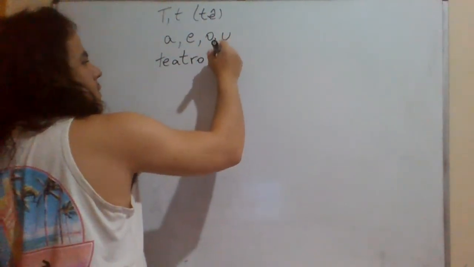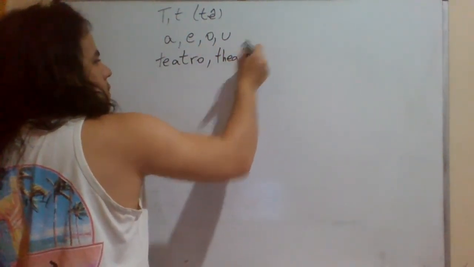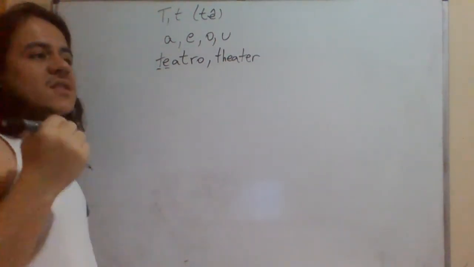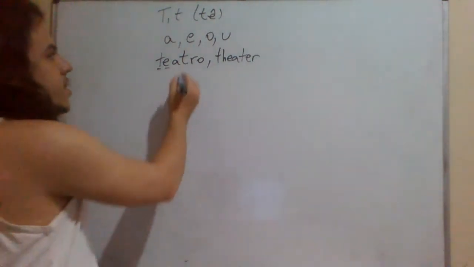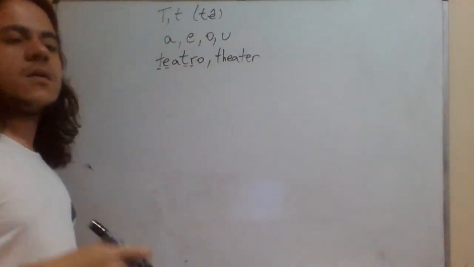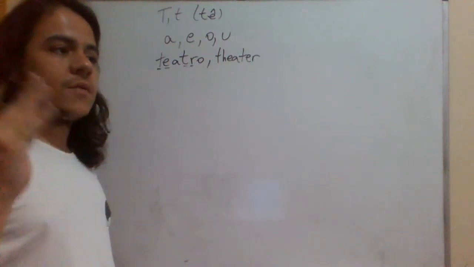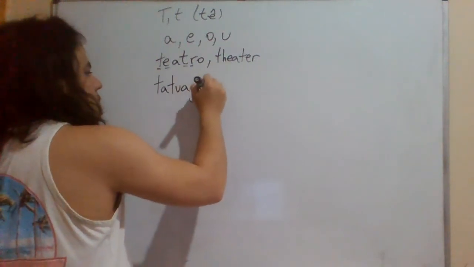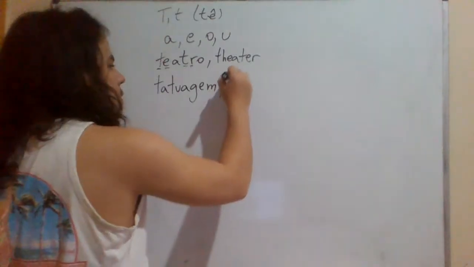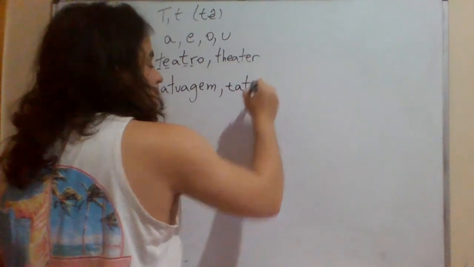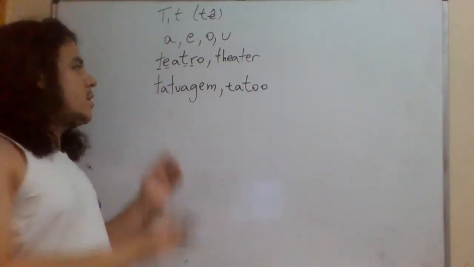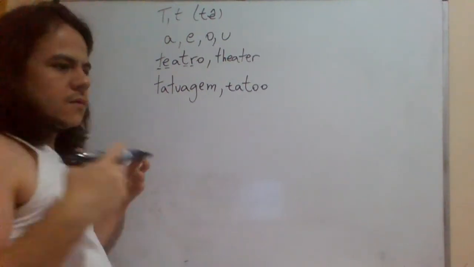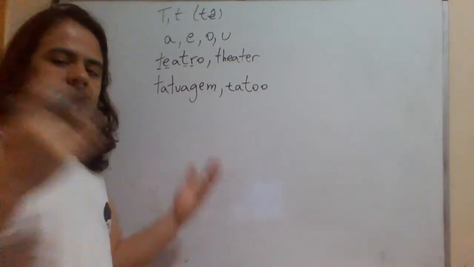For example, teatro, it means theater. So we have here letter T before letter E. We have the sound of T. Teatro. And here letter T before a consonant. It also has the sound of T. Tro. Another example, tatuagem. It means tattoo. So the same thing. Letter T before letter A. And here letter T before letter U. This sound of T. Tatu.